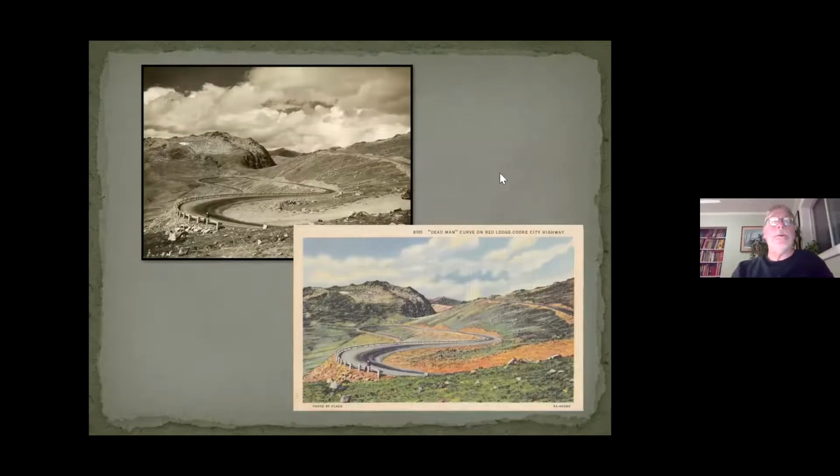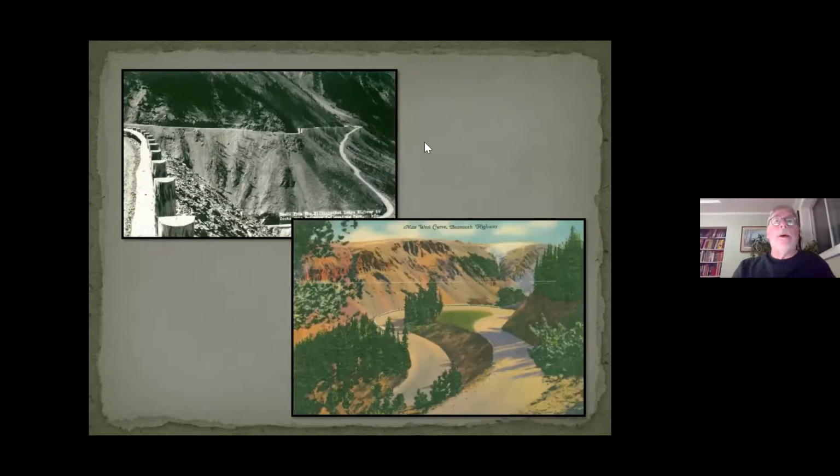Okay, here's another view of Dead Man Curve and a colorized postcard of that particular photograph. This one looks particularly daunting on the left, and on the other one is the Mae West curve. I think the meaning of that particular curve is probably lost on people today who have really no knowledge of Mae West and why a curve like that was felt to represent her physical attributes in the 1930s.